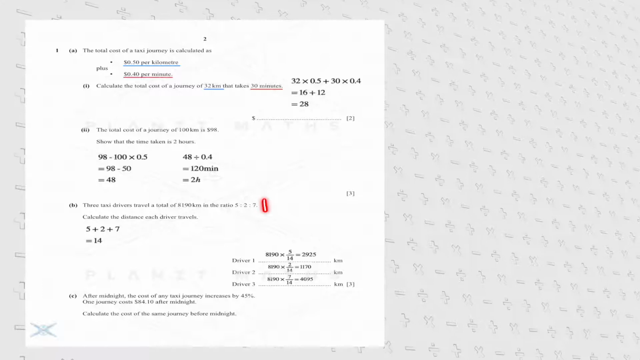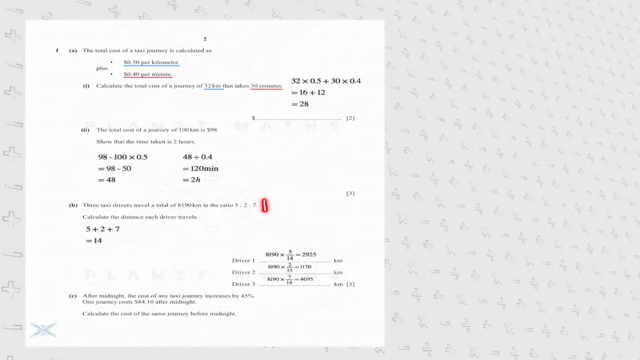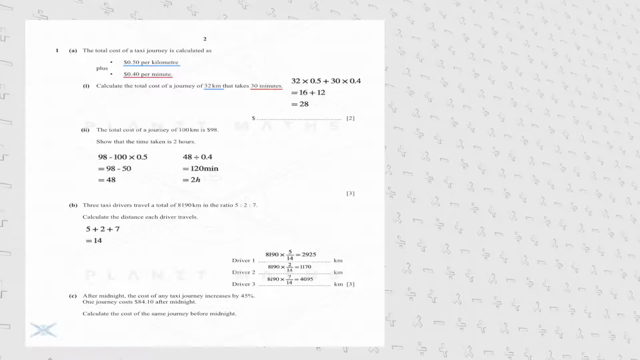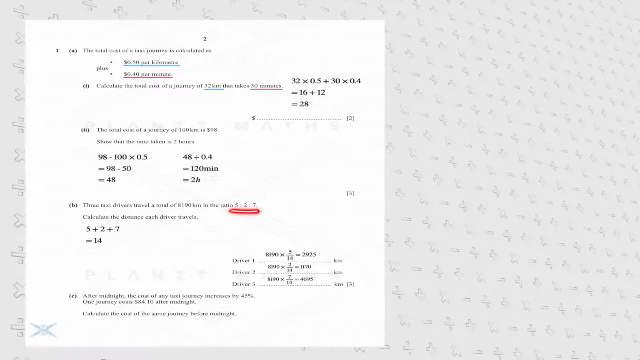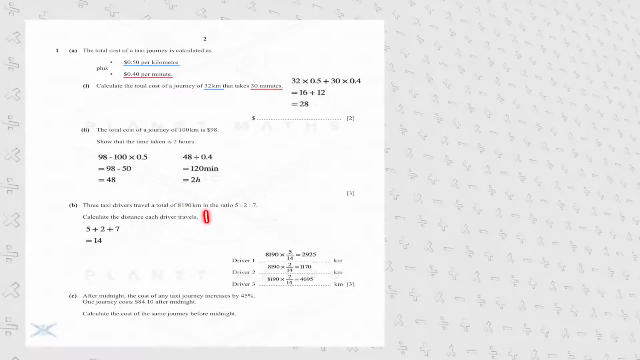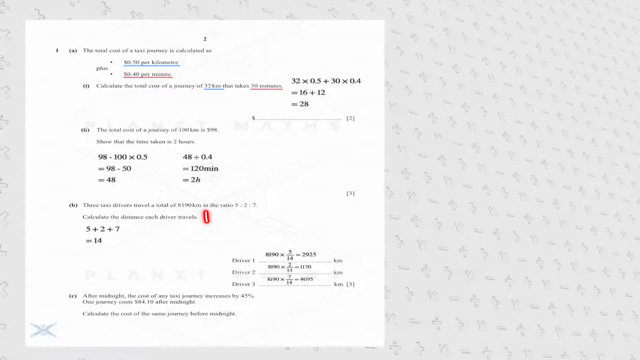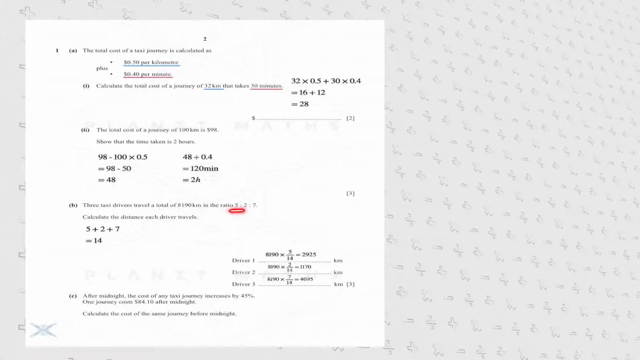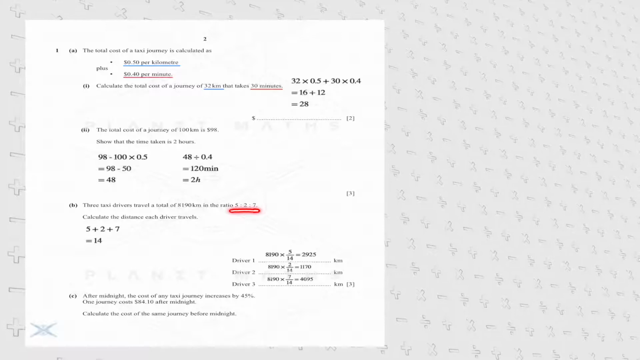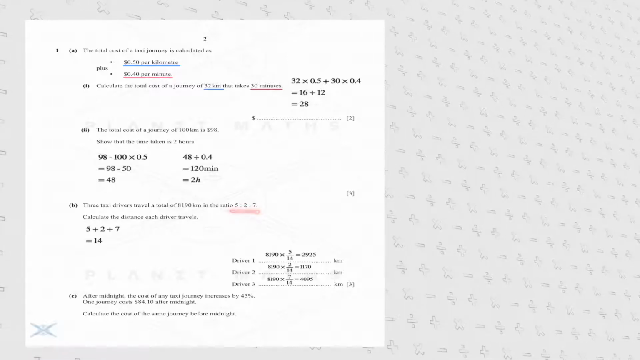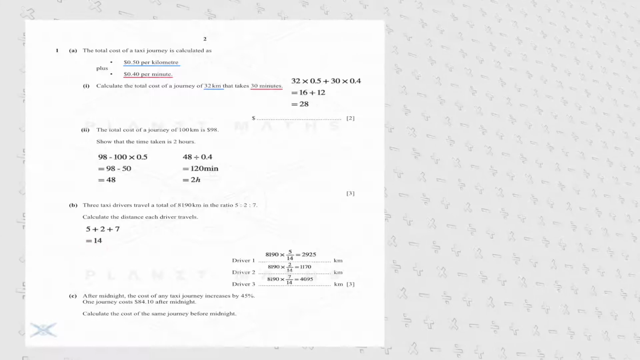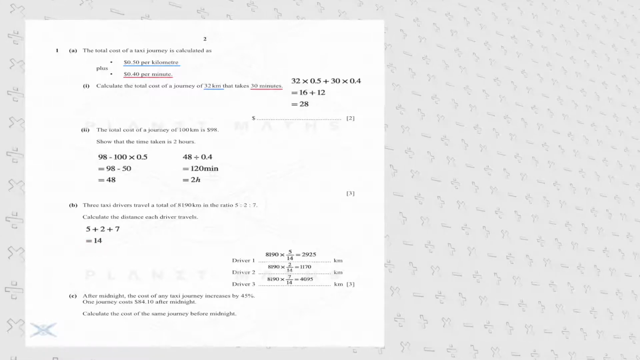Next on to part B of this exercise, where it's stated that 3 taxi drivers travel a total of 8,190 kilometers in the ratio 5 by 2 by 7. We are supposed to calculate the distance each driver travels. So in step number 1, we will determine the amount of parts that the drivers in total have traveled, which is done by simply adding up the values for the ratio, which equates to 14. This will serve us as the denominator for further calculations.